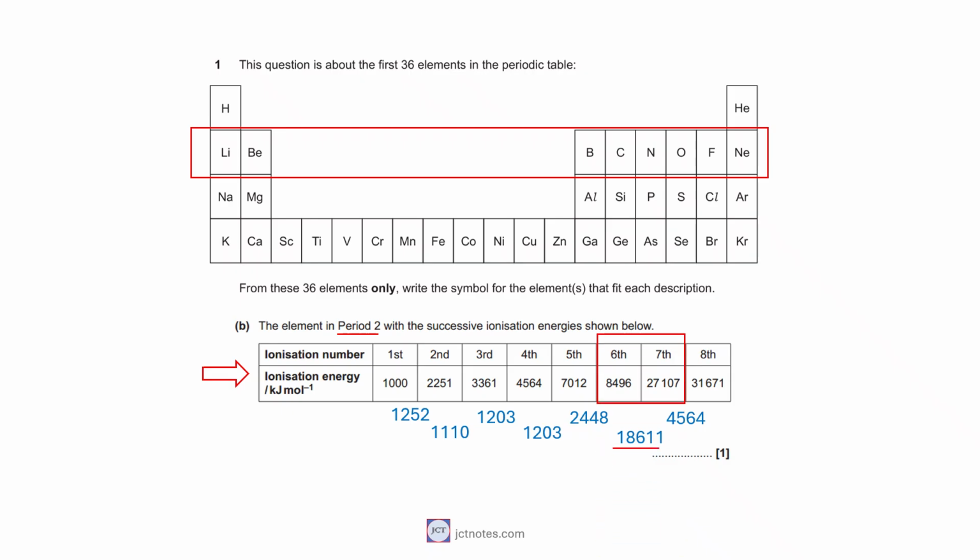What does this tell us? It tells us that after removing 6 electrons, the next electron is being removed from an inner shell, much closer to the nucleus. Because it's closer to the nucleus, much more energy is needed to remove it. This means the atom has 6 electrons in its outer shell. And in period 2, the element with 6 outer shell electrons is oxygen.